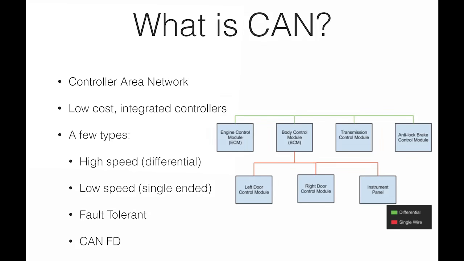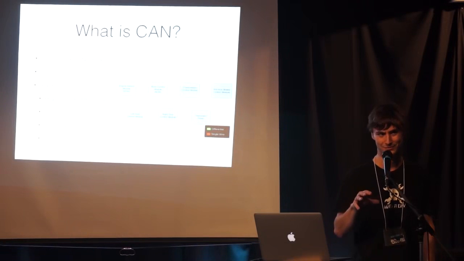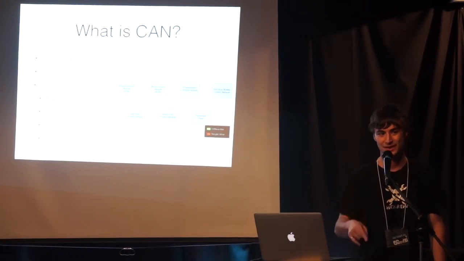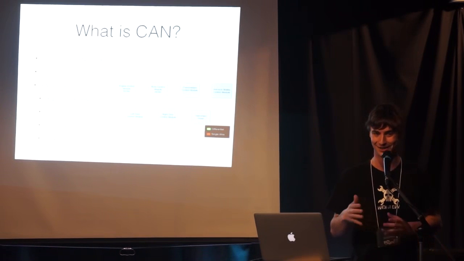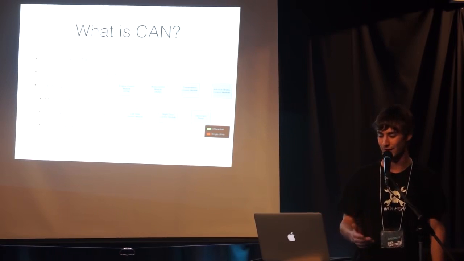But you'll also see low speed. This is for things that you don't care about as much, things like your door controllers. Yes, your car sometimes has controllers in every single door to make the windows go up and down, to make the locks lock and unlock. These are on the CAN bus as well, and they control all those functions.